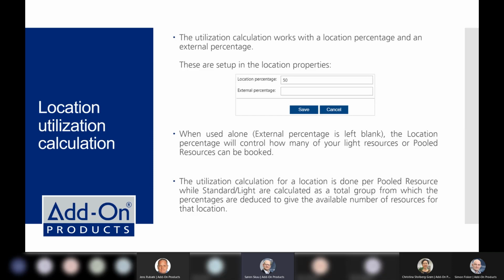This is important. It then also says, okay, how many lights or standard resources with a capacity of 1 do I have? So then we will calculate those. So if you also have 10 light resources, could be hot desks that you say, I want to book this desk or that desk, if you have 10 of those, you will also only be able to book 5 of those.